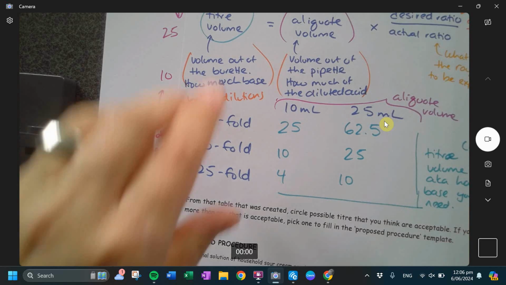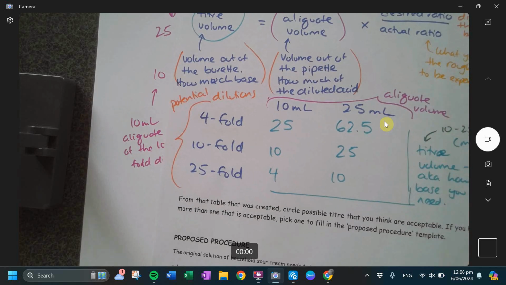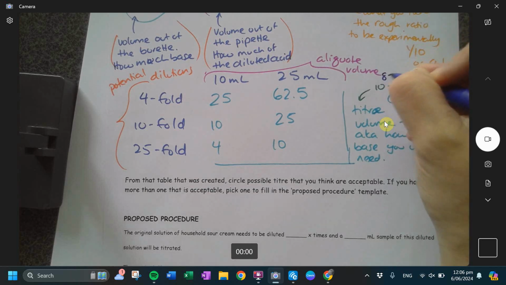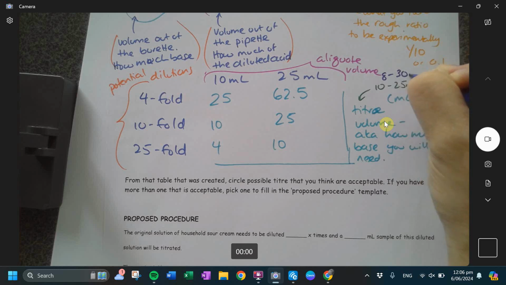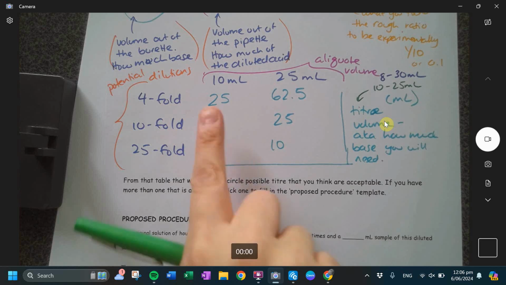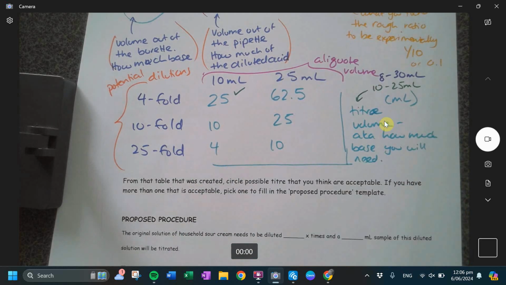So for excellence, the titrate volume needs to fall between 10 to 25 milliliters. For merit, if you do something wonky and grab a weird number, the range is 8 to 30 milliliters. So just keep that in mind. When I'm looking at these numbers, I'm asking myself, are they between the range I need? So 25 milliliters, does that fall within my range? Yes, so I can use this method.